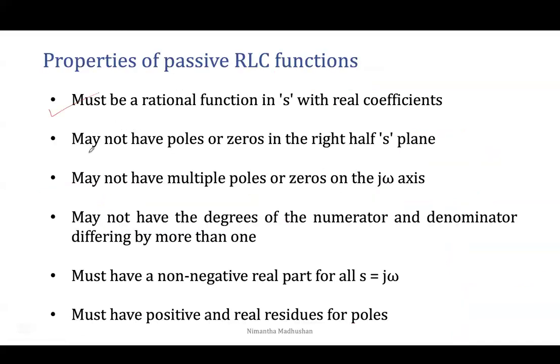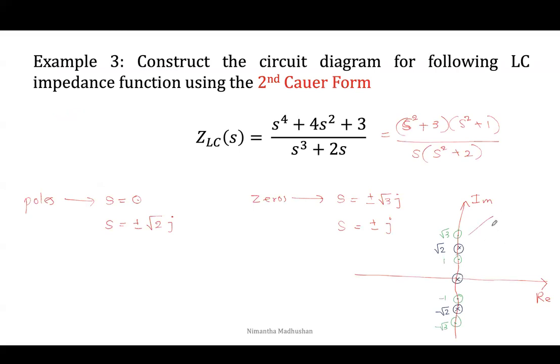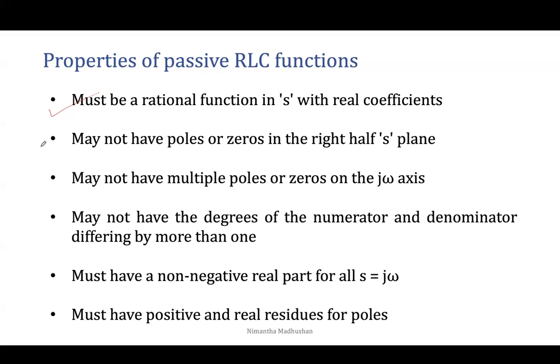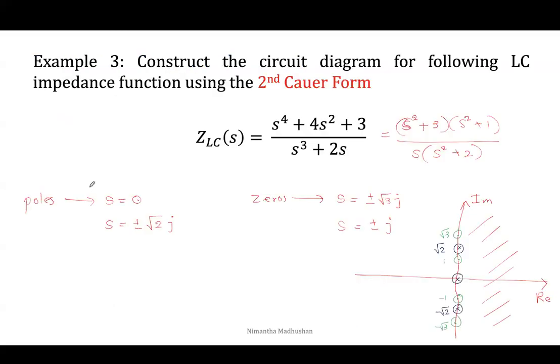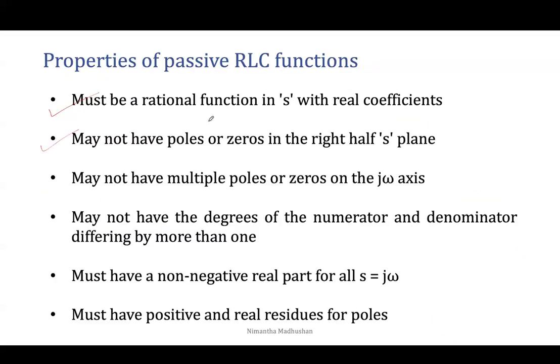Then according to the second property, it may not have poles or zeros in the right half s plane. This is the right half s plane. You can see there are no poles or zeros in the right half s plane. Then the second property is also satisfied. And the third one is it may not have multiple poles or zeros on the j omega axis. You can see there are no multiple poles or zeros. Then the third one is okay.